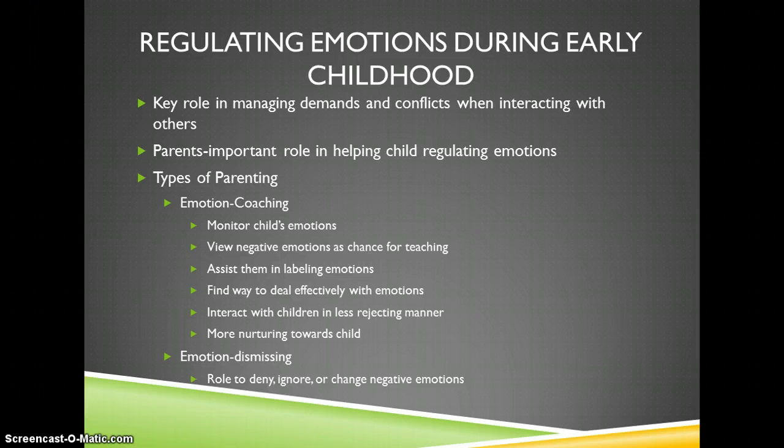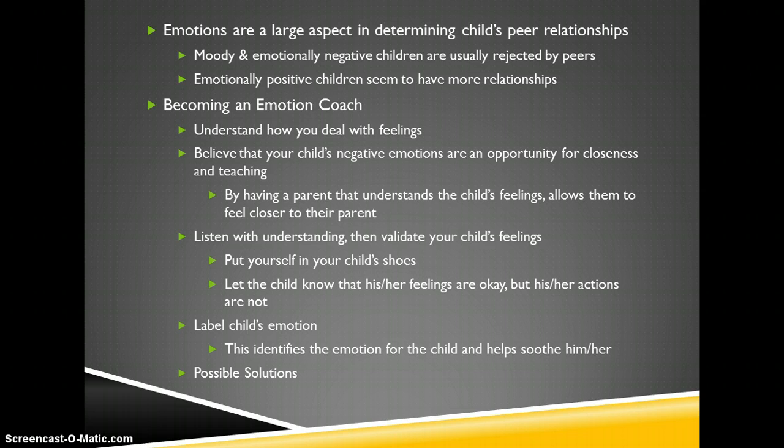There are 2 types of parenting dealing with emotional regulation. Emotion coaching is where the parent monitors the child's emotions. They view negative emotions as an opportunity to teach their child, help them label the emotion, and find a way to deal with the problem. An emotion-dismissing parent denies, ignores, or changes the negative emotion. Emotions have a strong role in determining a child's peer relationships. Moody and negative children have a higher chance of being rejected by peers, while positive children are more popular.